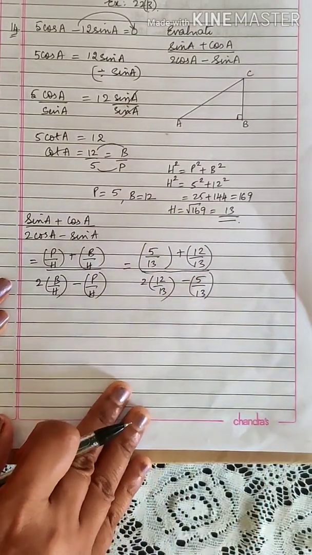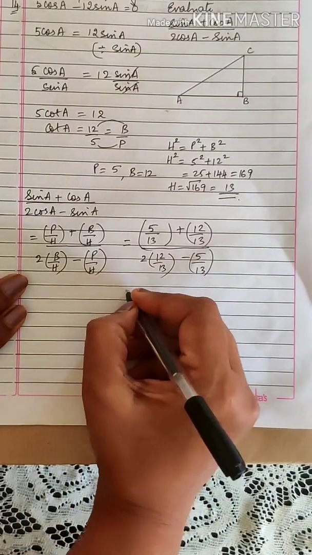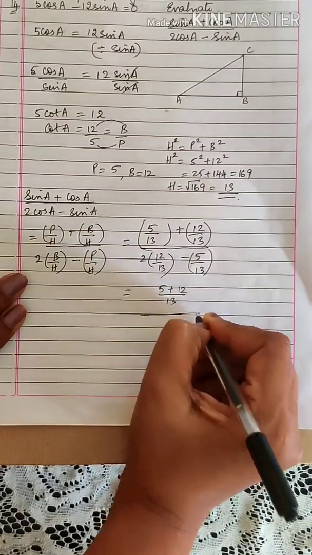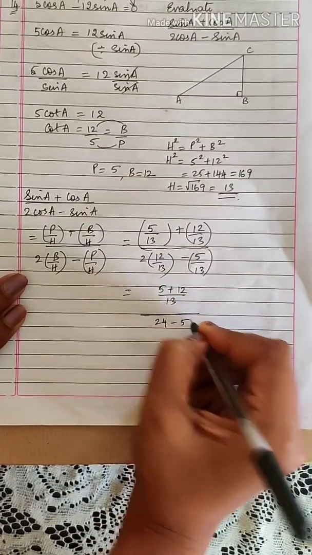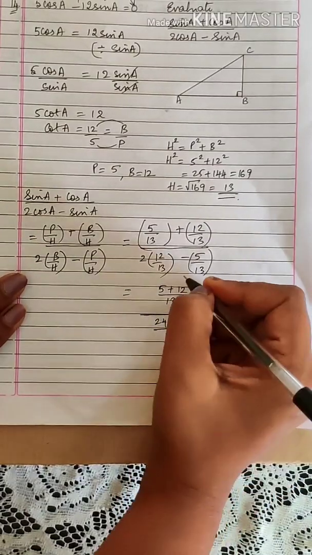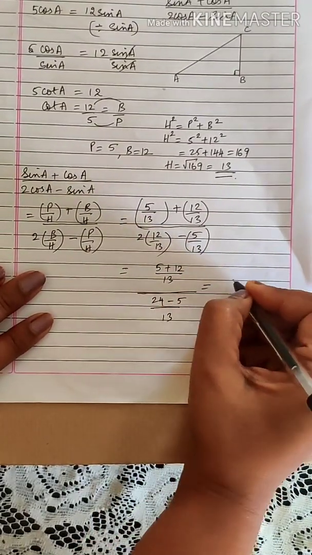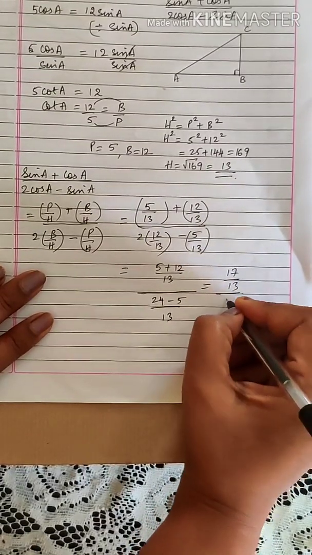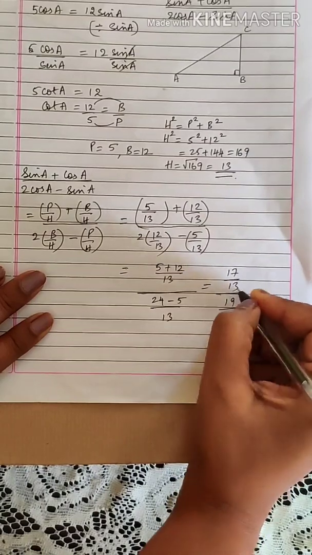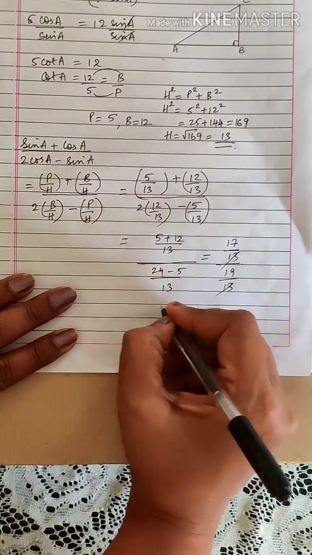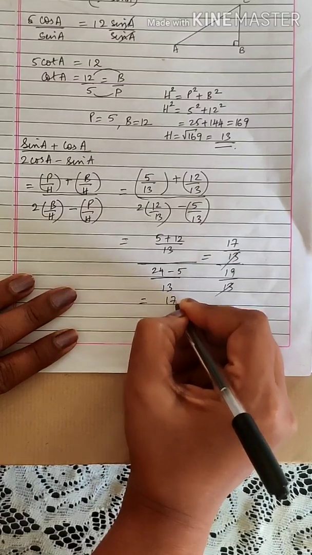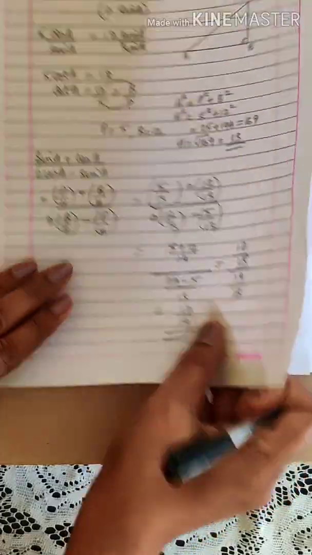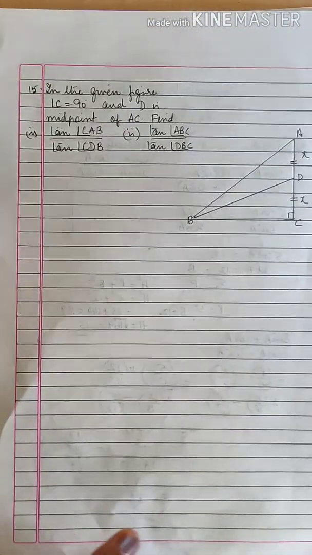Your perpendicular is 5. So you get 5 plus 12 upon 13, and this is 24 minus 5 upon 13. So this will become 17 by 13 upon 24 minus 5 is 19, 19 upon 13. This 13 and 13 gets cancelled. So your answer is 17 upon 19. Now moving on to the next question, which is the 15th one.